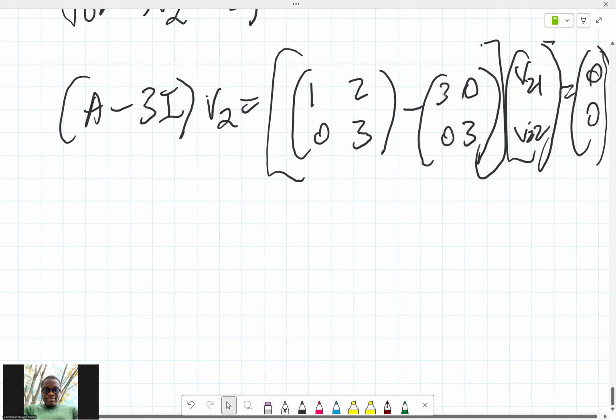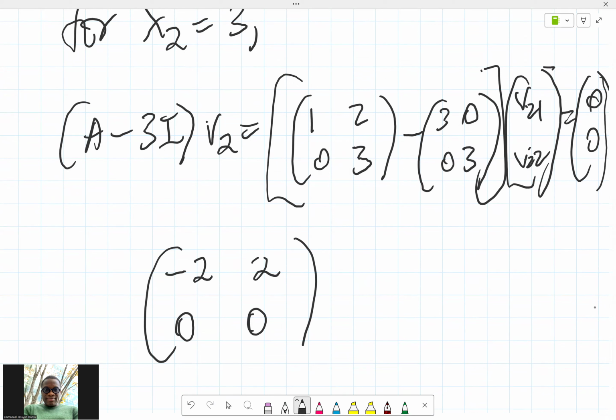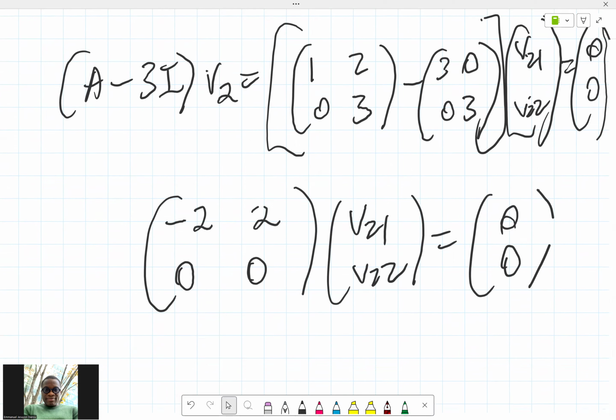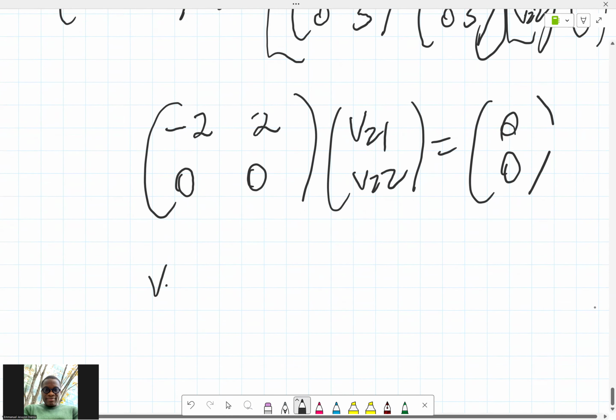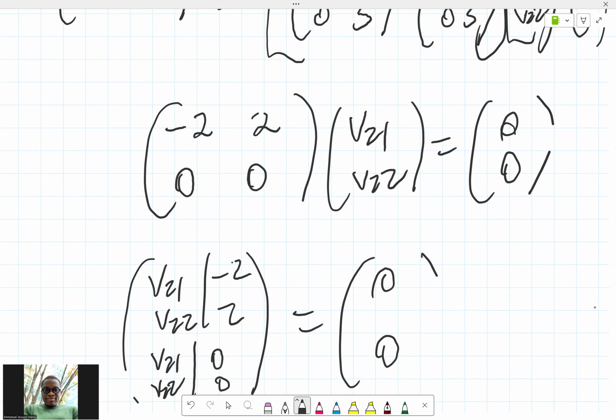Okay. So from there, we now have 1 minus 3, that's minus 2. 2 minus 0 is 2. 0 minus 0 is 0. 3 minus 3 is 0. Okay. And that into v21, v22 equals 0, 0. So this is minus 2, 2, and this is 0, 0. Interestingly so. And this is just 0, 0 down here.